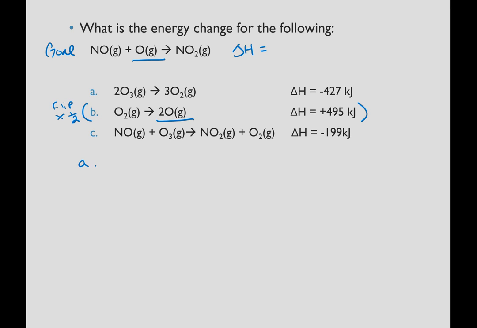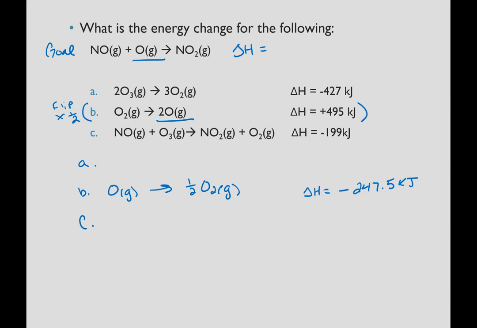So I'm going to leave a space for A. I'm going to rewrite B, flipped and times half. So O gas produces 1/2 O2 gas. I reversed the reaction, so that changes the sign of delta H. I multiply the reaction by 1/2, so I do the same to delta H and get 247.5 kilojoules.